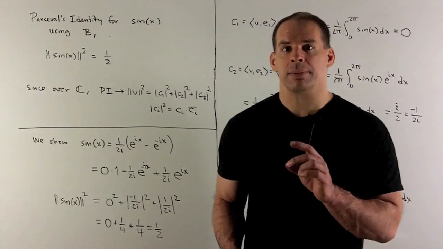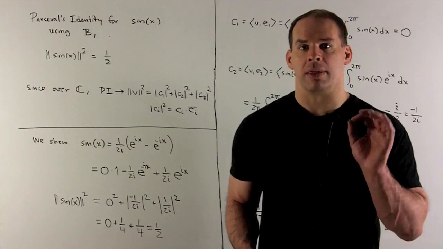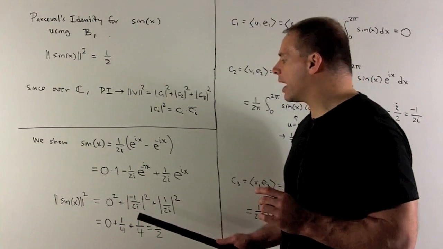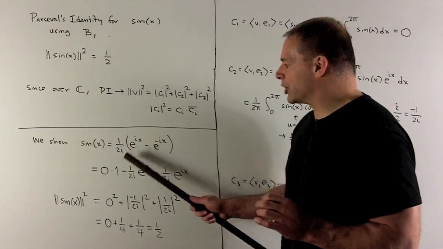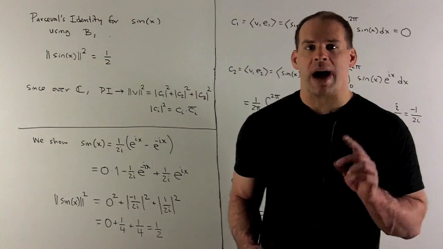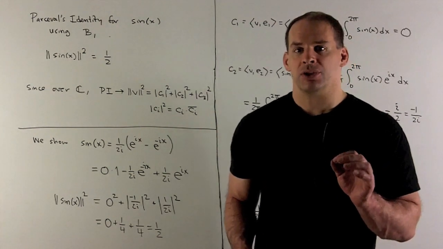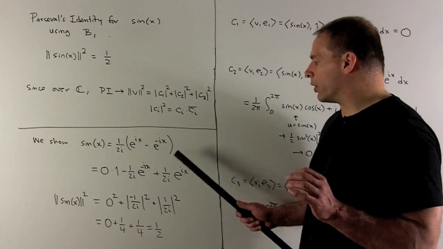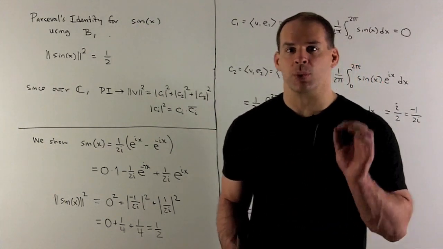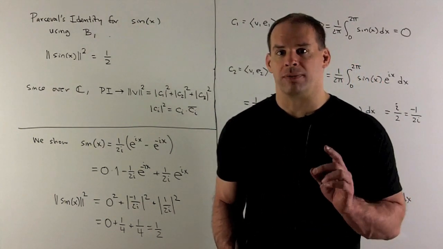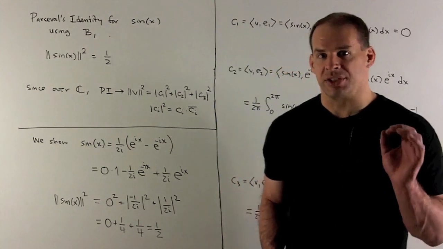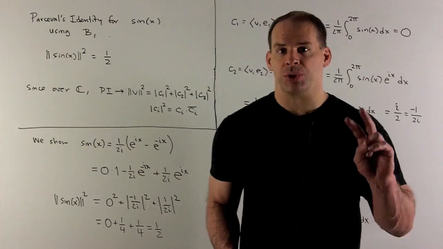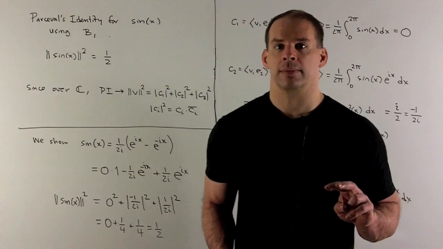Parseval's identity says we take the sum of the squares of the moduli. So what we're going to get, I'll have 0 squared. The modulus of minus 1 over 2i is going to be 1/2, so that's going to go to 1/4. And then same idea for 1 over 2i, its modulus is 1/2, so that's going to go to 1/4 also. We take the sum, we get 1/2, and then that agrees with our previous two computations.